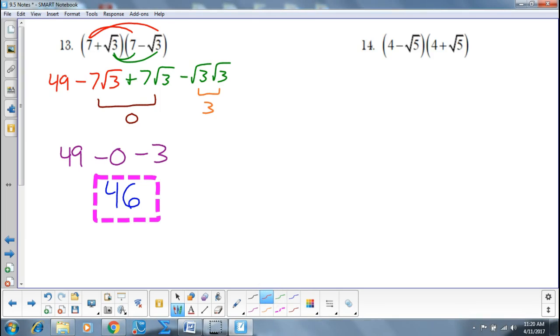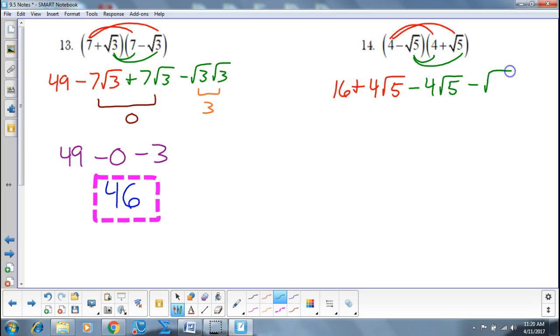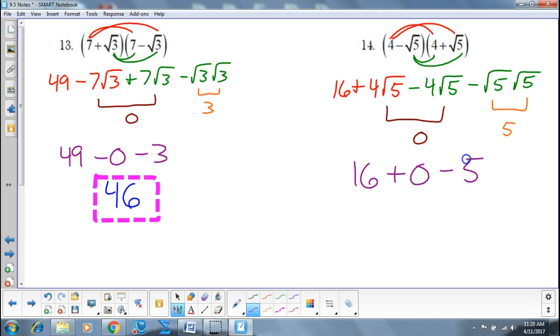Over here, we get 16 plus 4 times the square root of 5, and minus 4 square roots of 5 minus square root of 5 times the square root of 5. These two make 5. These two make 0. So that gives me 16 plus 0 minus 5, which is 11.